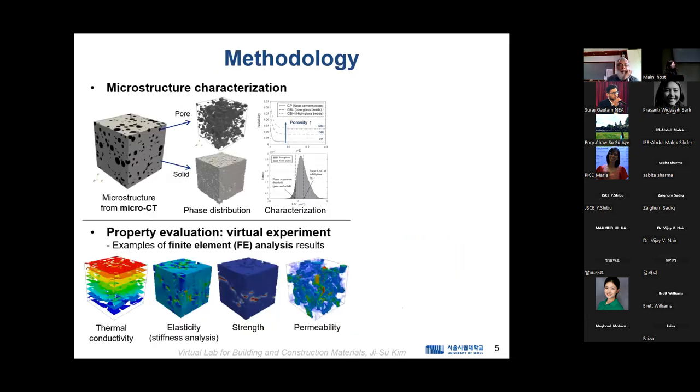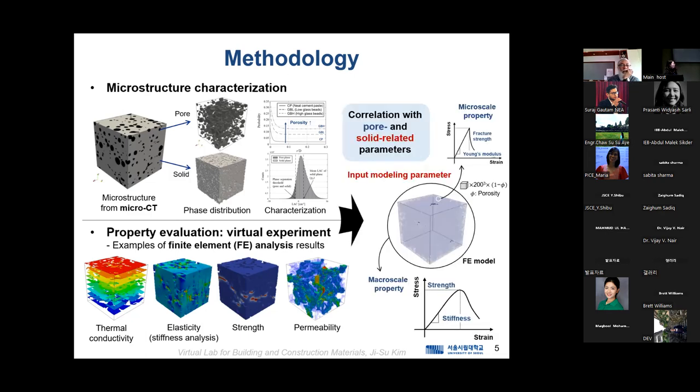So this is the methodology. First, to characterize the microstructure, the micro CT image technique was used to generate the virtual specimen. From the micro CT, we can obtain the virtual specimen, which has the pore phase, but we can identify the solid phase separated from the pore. Then we can characterize each phase's properties using the probabilistic method or some histogram-based analysis. When we generate the virtual specimen, which has the same microstructure as the actual specimen, we can conduct the property evaluation using the virtual experiment, such as finite element analysis. So we can obtain, for example, the thermal conductivity, elasticity, strength, or permeability.